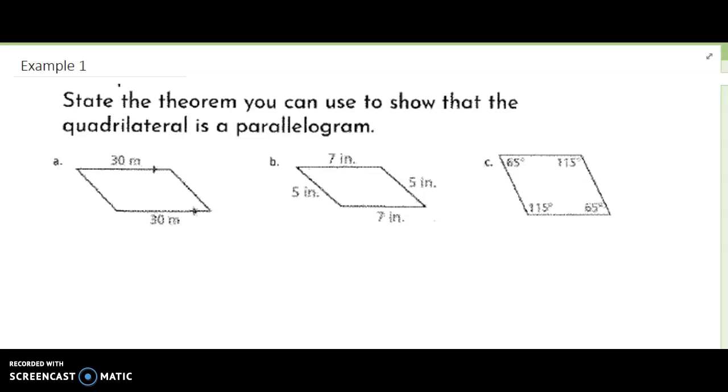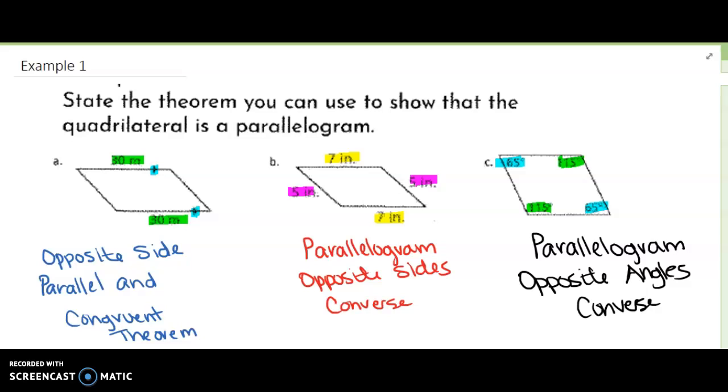All right, so let's go ahead and do some practice problems over those theorems we just did. I'm going to pause this, and I want you to go through and do A, B, and C on your own. All I need you to do is look at the diagram, and by the diagram, I want you to figure out which theorem you would use to show that these are a parallelogram.